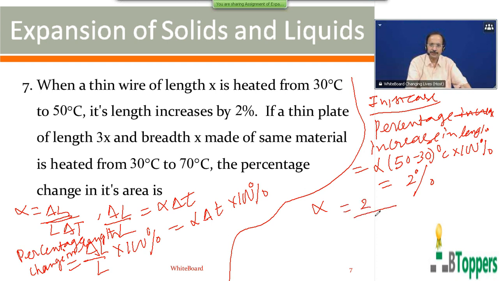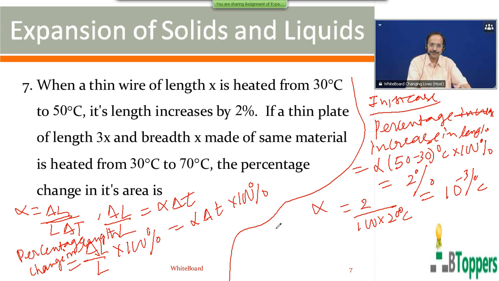So alpha you get 2 by 100 into 20 degrees centigrade. So alpha will be 10 power minus 3 per degree centigrade.